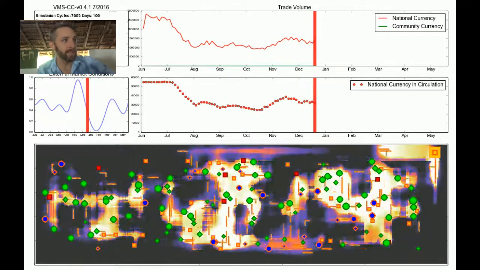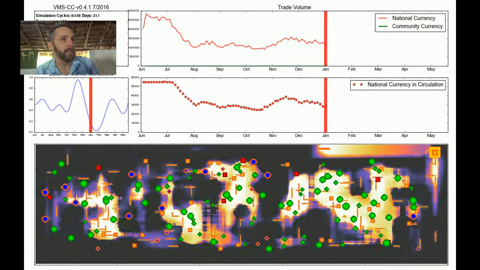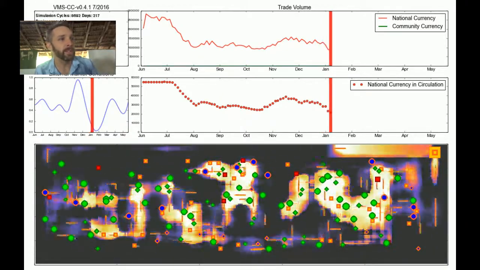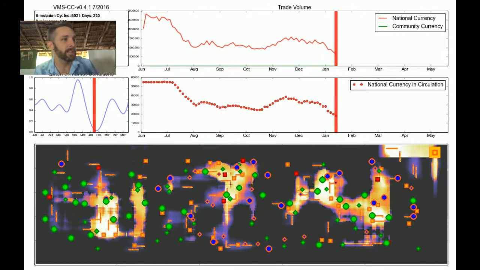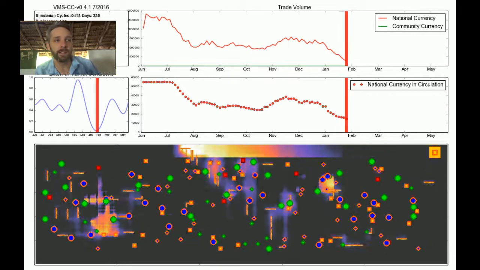And so as that happens, you can see in January there's a lot more money kind of being pumped into the system. So the national currency is actually rising up a bit, which is great because there's more and more trade. You can see things are a little bit more lively. And then in January you can see a collapse.